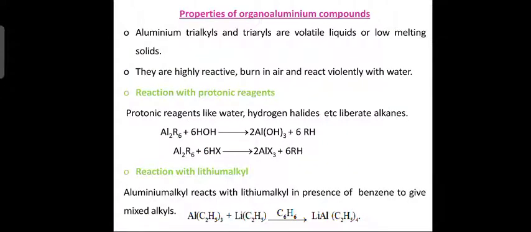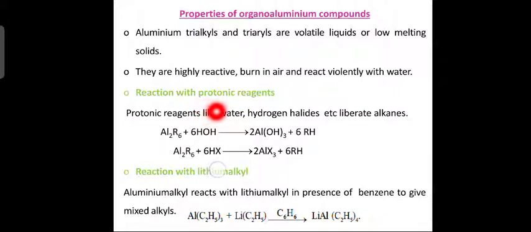Now what are the properties of organoaluminium compounds? First property is that aluminum trialkyls and triaryls are volatile liquids or low melting solids. So these are the physical properties. They are volatile liquids having low melting points. They are highly reactive, burn in air and react violently with water, that means a vigorous reaction with water.